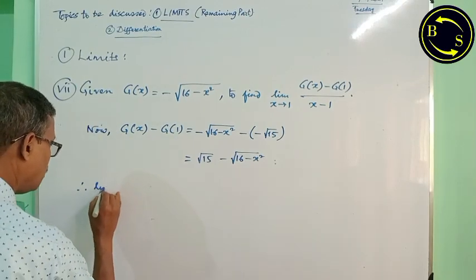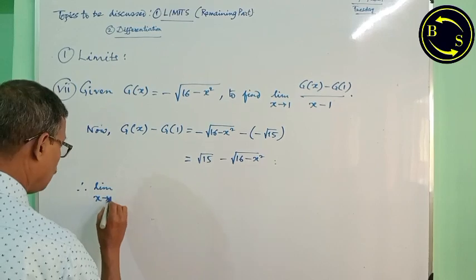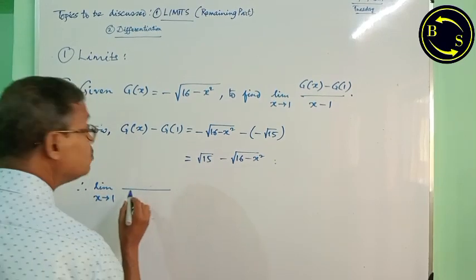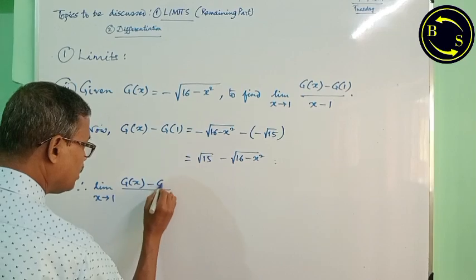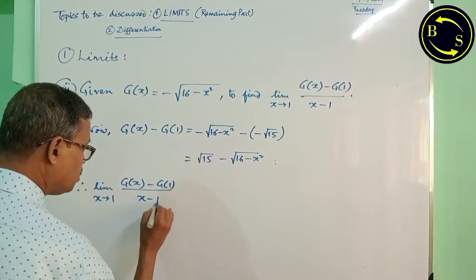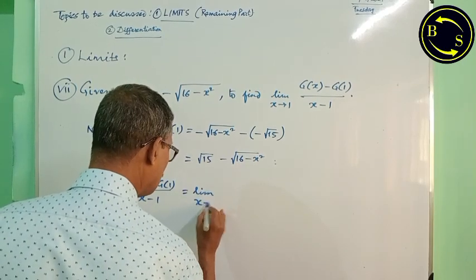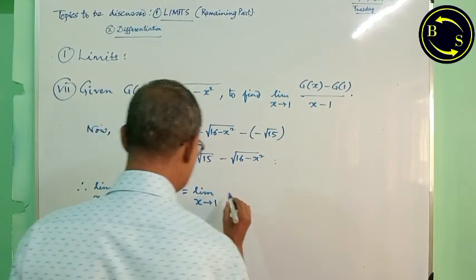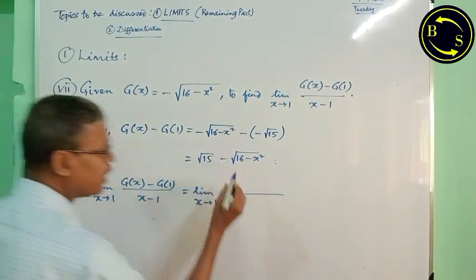Therefore, the limit as x tends to 1 of (g(x) minus g(1)) by (x minus 1) is equal to the limit as x tends to 1 of the value of this one, the numerator is this one, I write this here.